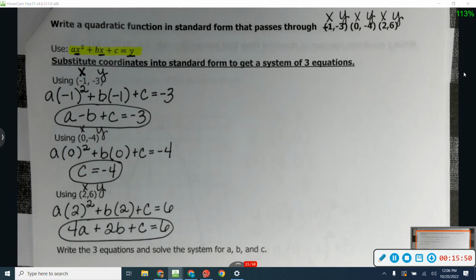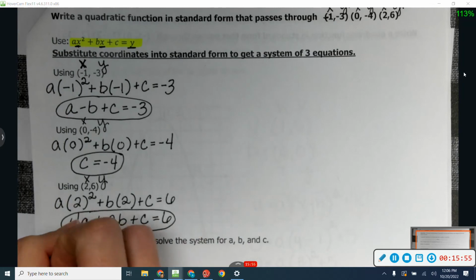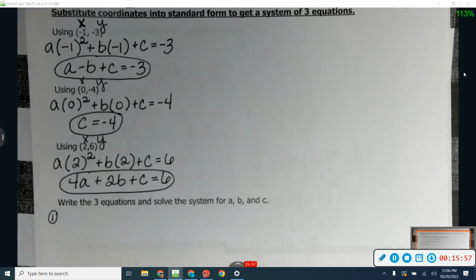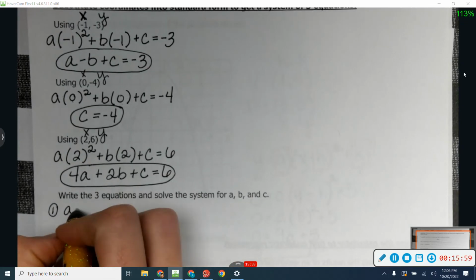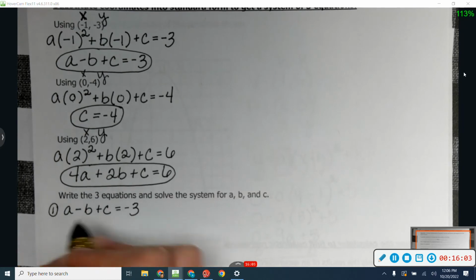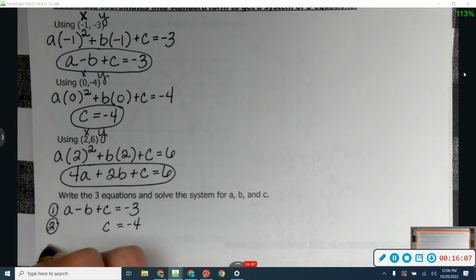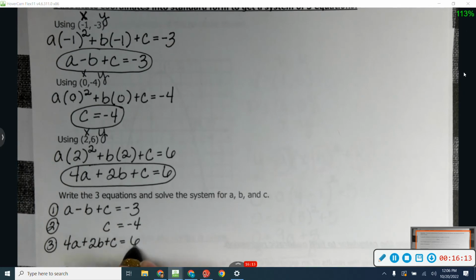Okay, so what I'm going to do is build my new system. I'm going to rewrite those equations as a system. So my first equation, I'm going to copy down. My second equation. And then my third equation.